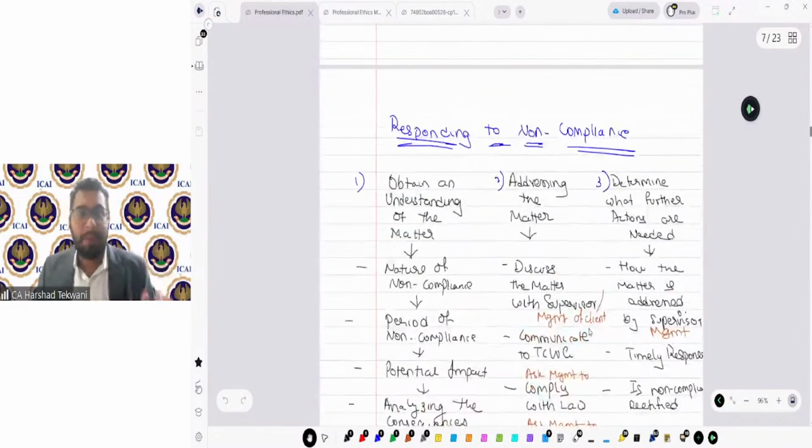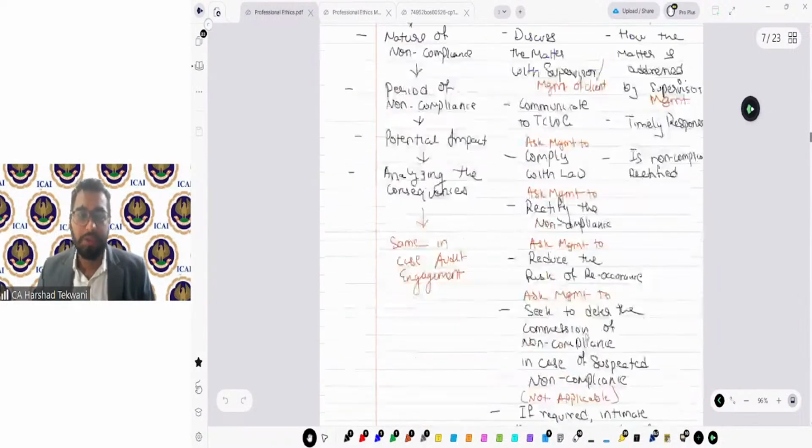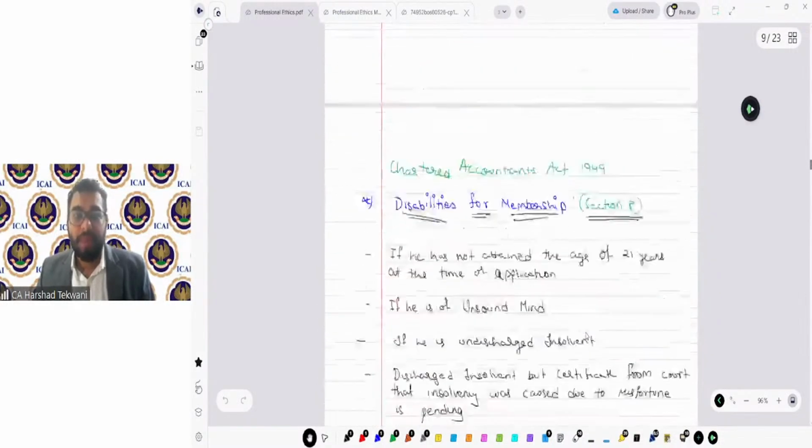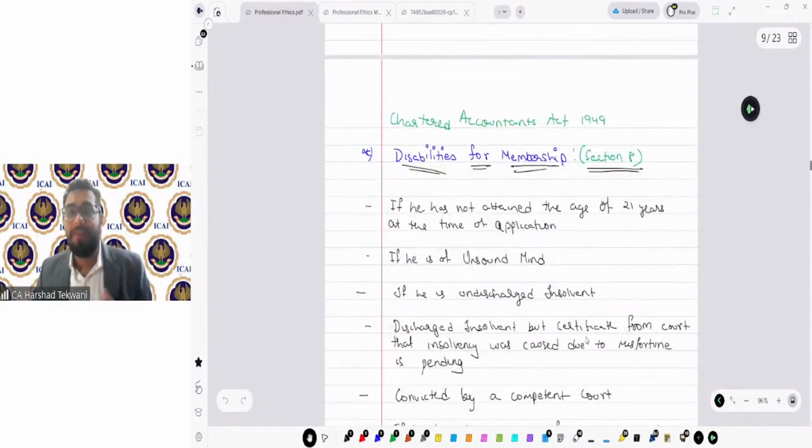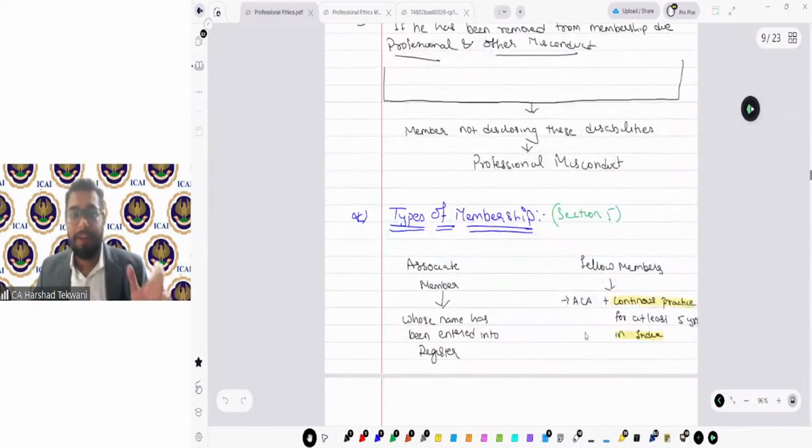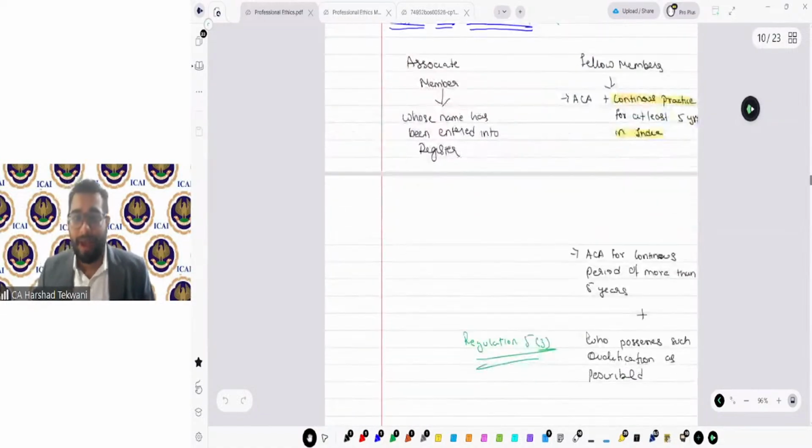We then discussed how to respond to those non-compliance, what are the roles and responsibilities of the senior professional accountant and the professional accountant who is discharging the audit. Then we discussed the disabilities for membership with respect to the Chartered Accountants Act 1949. We discussed Section 8. We discussed the type of membership, Section 5.